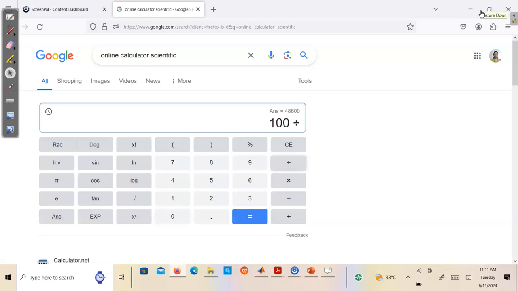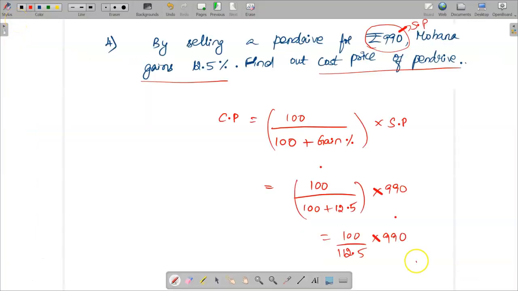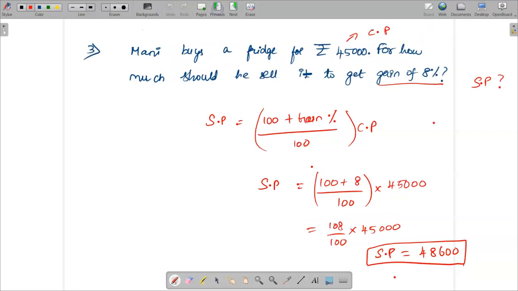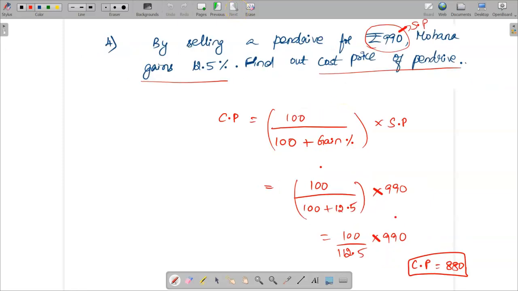So let me use a calculator. 100 divided by 112.5 into 990 is around 880. So the cost price is nothing but 880. Likewise, as in the previous problem, here instead of gain, if they have given loss percentage, we have to use minus loss percentage. That is the only change in the formula if they have given loss percentage.